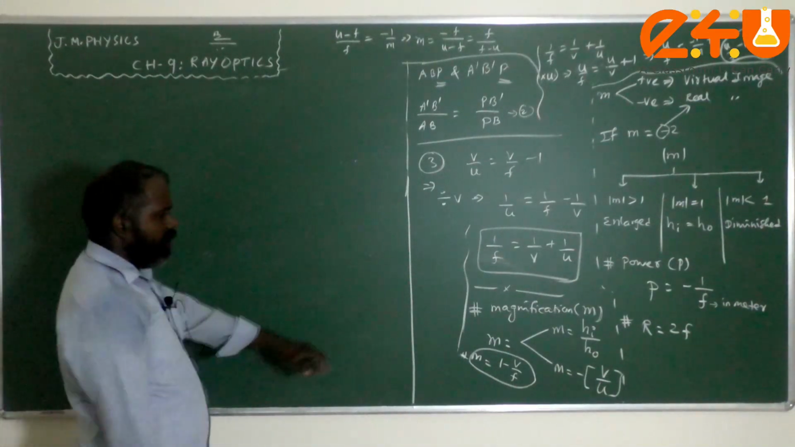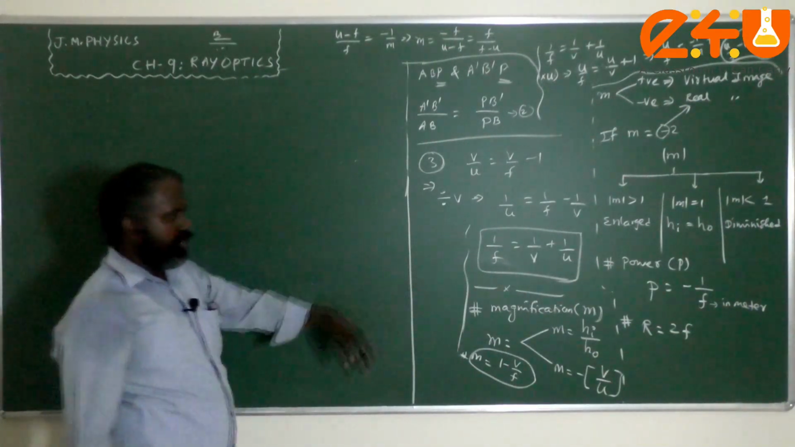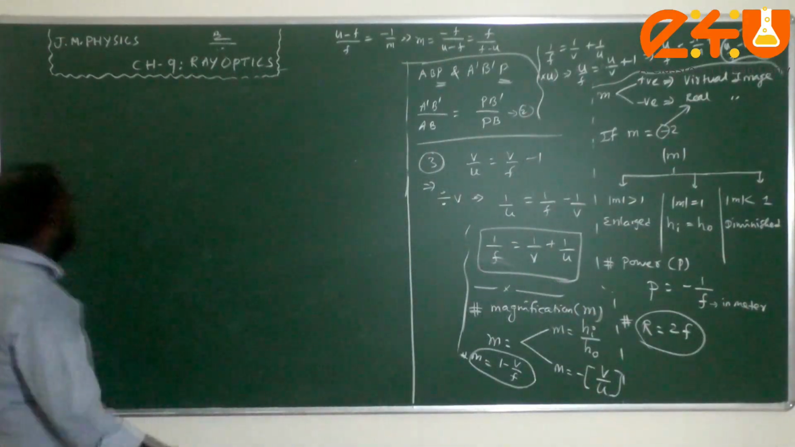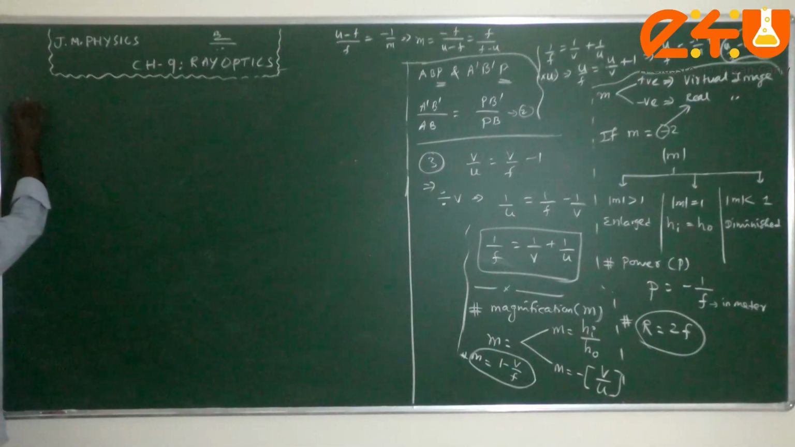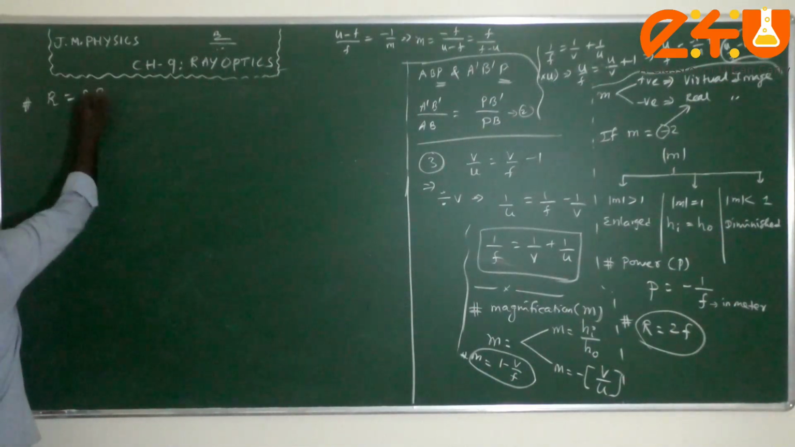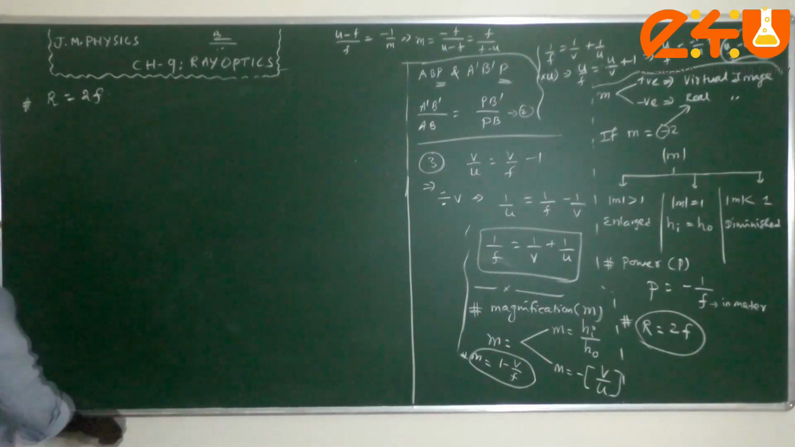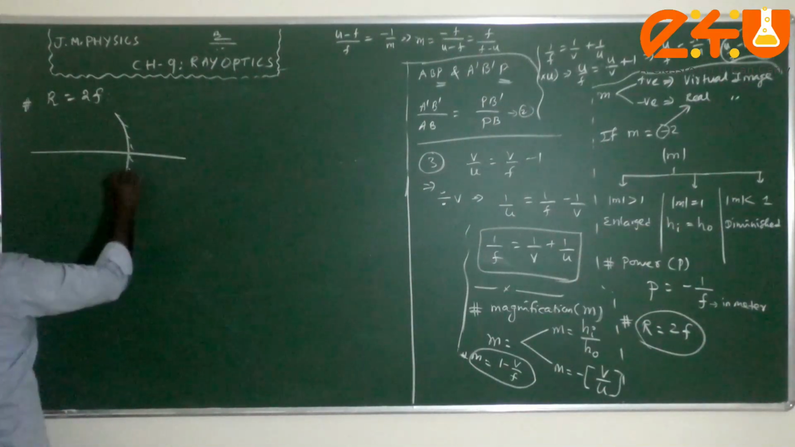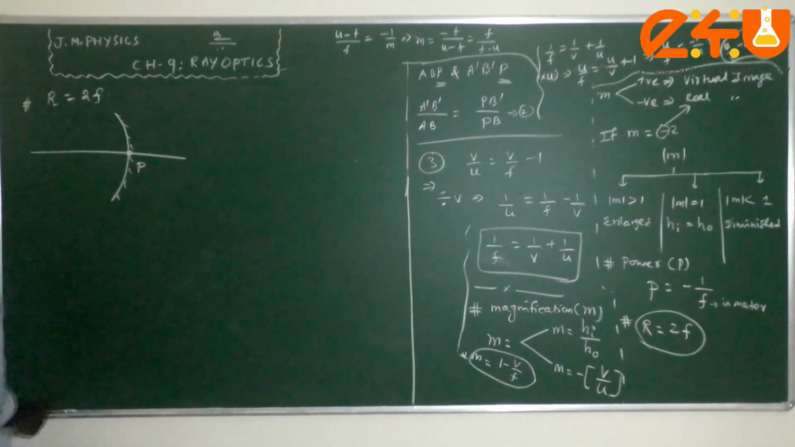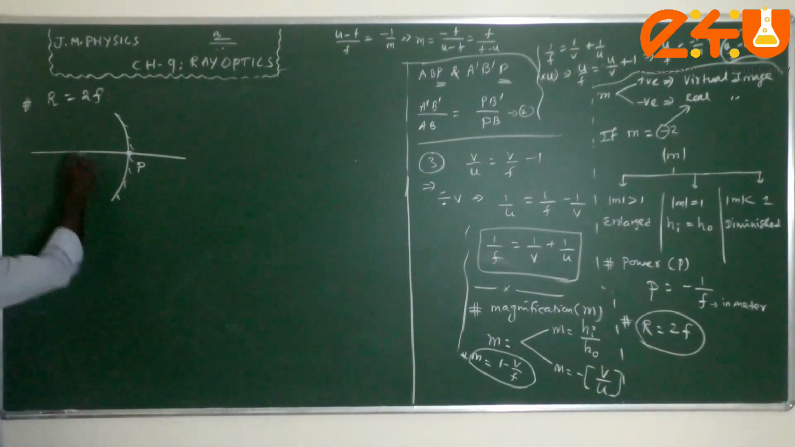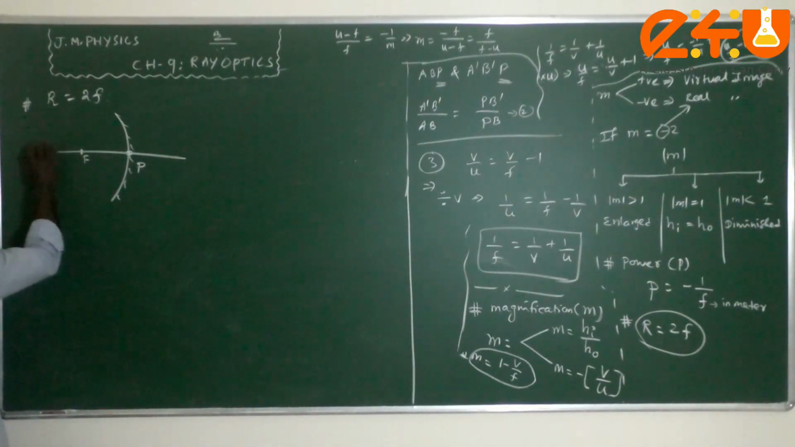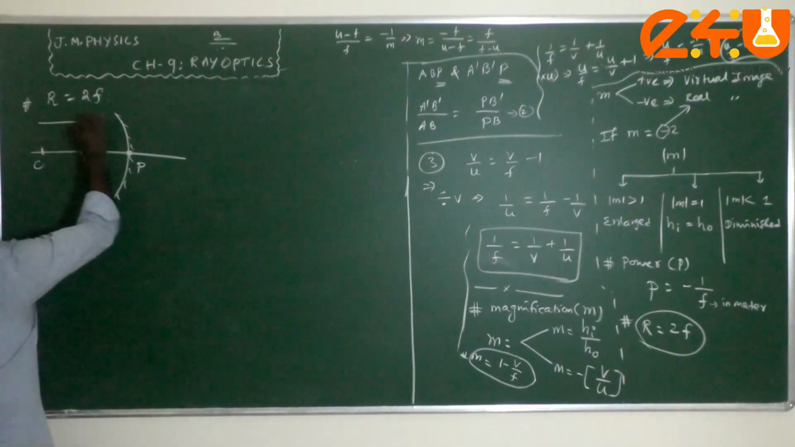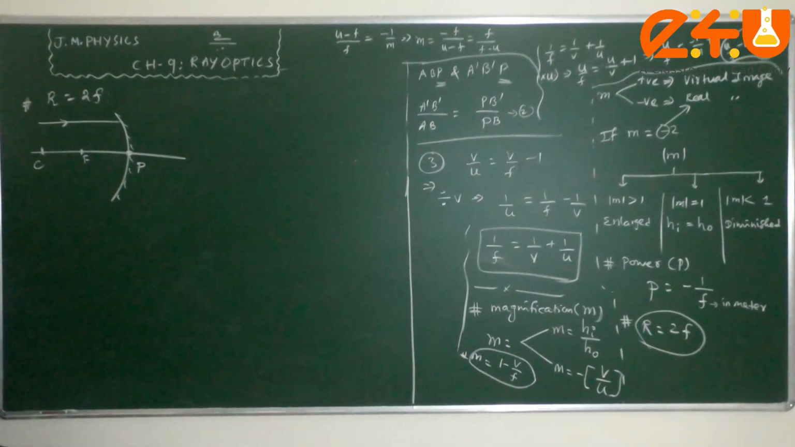For this video session, we have to show the derivation for R is equal to 2F. Okay, so now please see that we have to check the relations for R is equal to 2F. Now please see that a concave mirror is there, and this is the pole of the mirror, and this is called principal focus, and this is what, children? C, center of curvature.